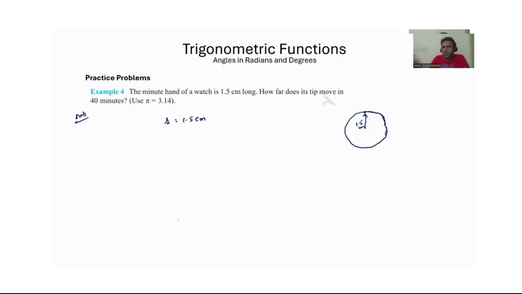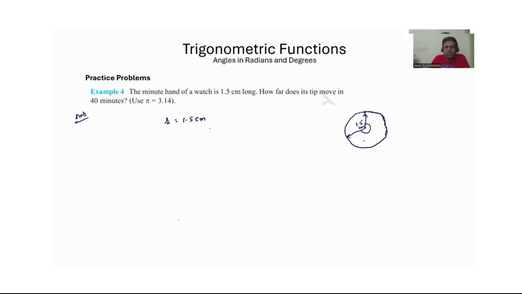So in 40 minutes, what will happen, guys? This will come up to here, up to 8, right? From 12 to 8. So how far does the minute hand move? What we need to find is the circumference of this arc, the big arc.